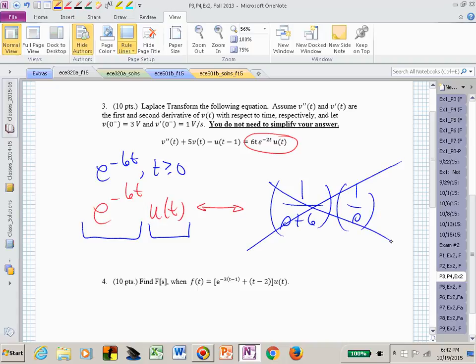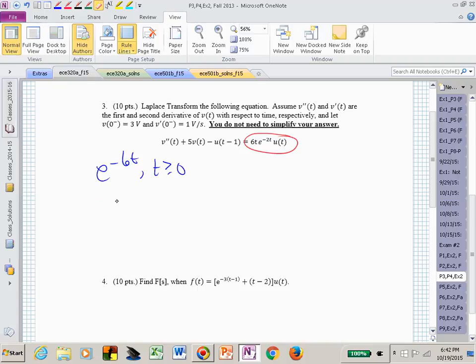This is not correct. Is that clear? So don't be doing that when you Laplace transform and have terms like this term on the right.